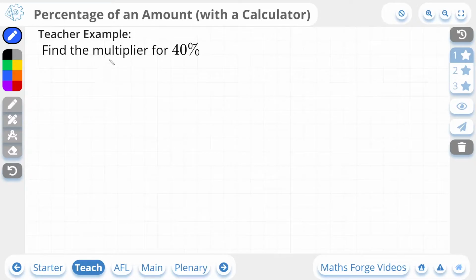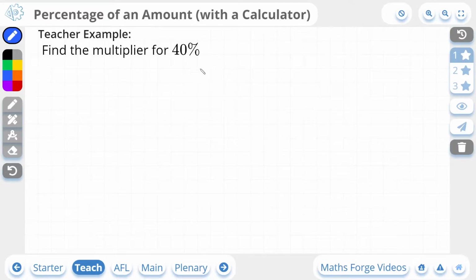Here we're being asked to find the multiplier for 40%. What this means is, if you want to find 40% of a number, you can simply multiply it by a single value, and that will give you the answer. So how do we find these multipliers?